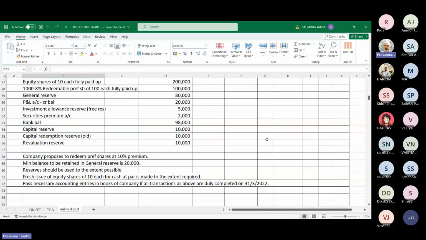It says that the company proposes to redeem preference shares at 10% premium. The minimum balance to be retained in general reserve is 20,000. Reserves should be used to the extent possible. A fresh issue of equity shares of 10 each for cash at par is made to the extent required. And then we'll pass the necessary entries in the books of the company based on these transactions.